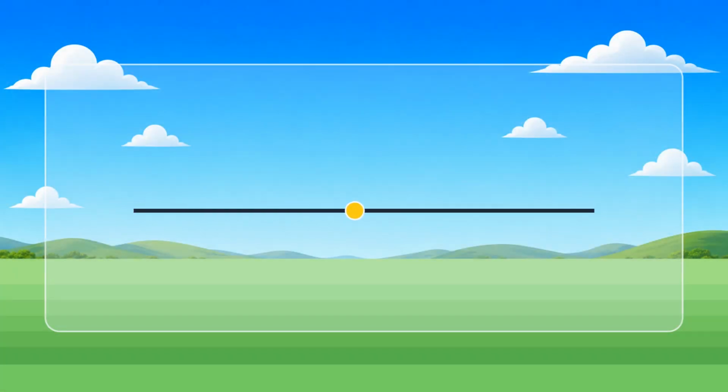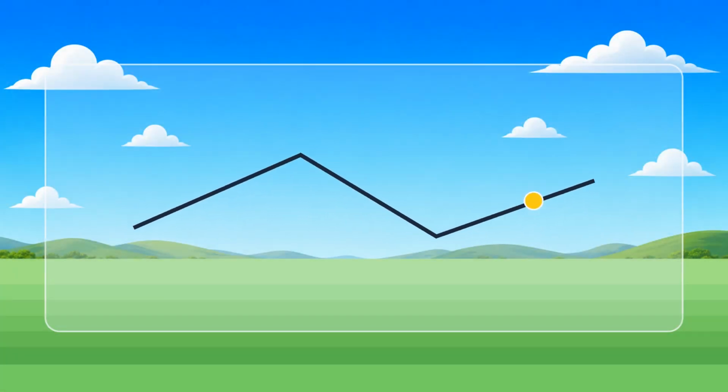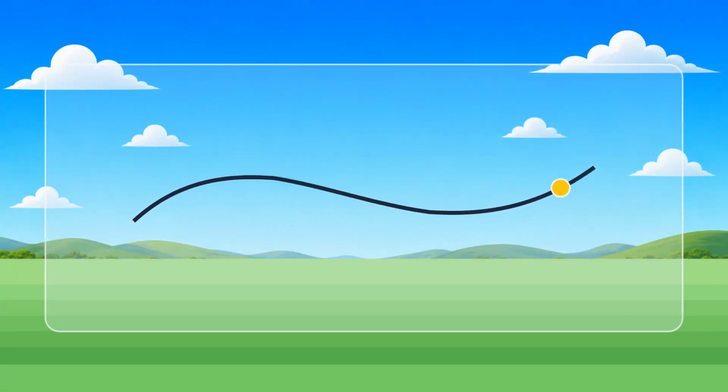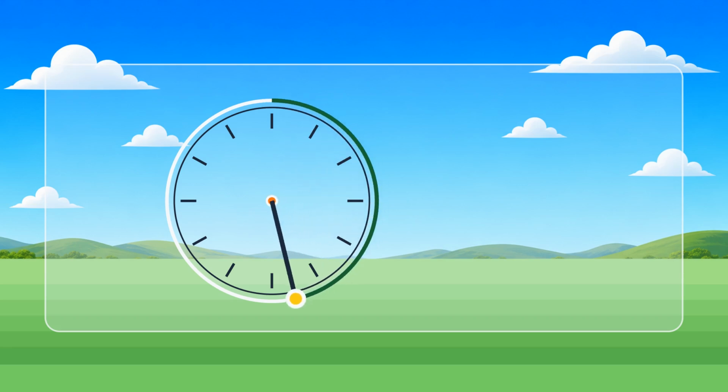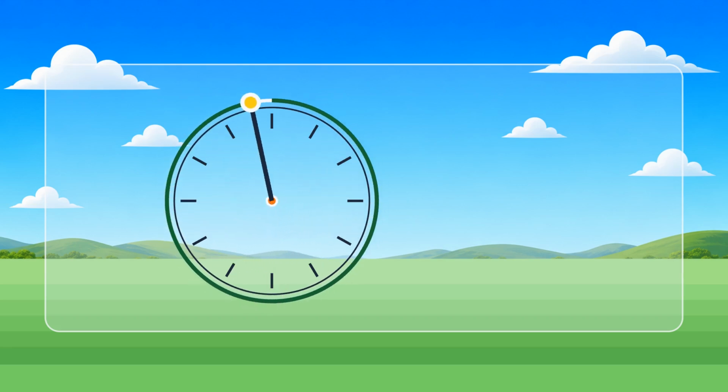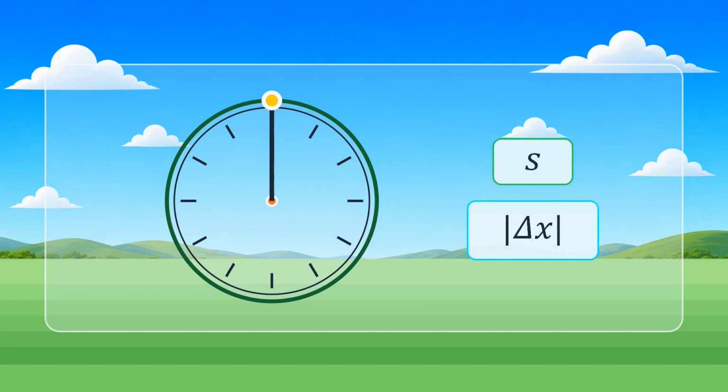Until now, we have seen motion along straight, broken, and curved paths. Now let us focus on one especially important curved path, a circle. Imagine the tip of a clock's second hand. As the hand turns, its tip does not move in a straight line. It traces a circle. This motion raises two different questions.